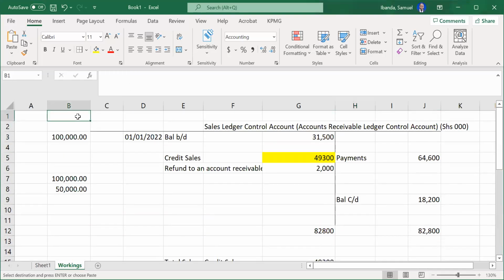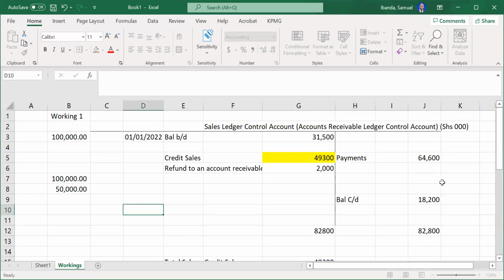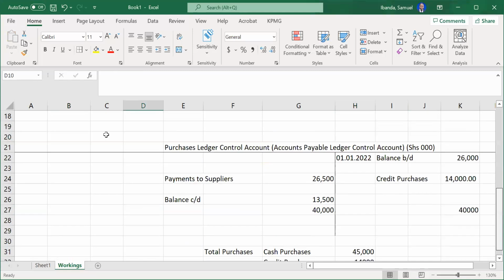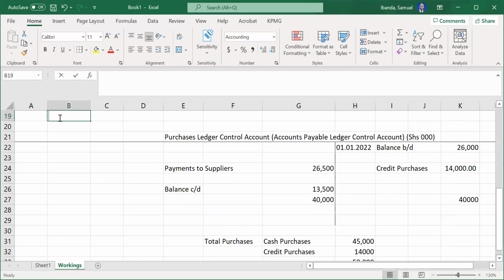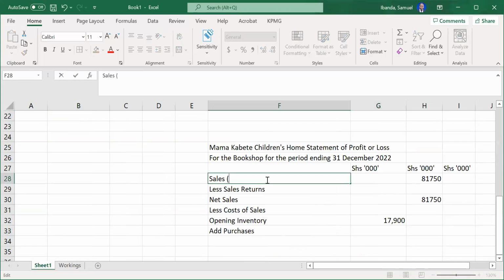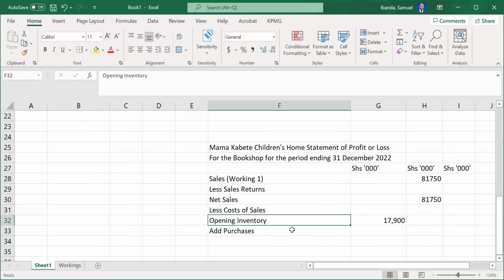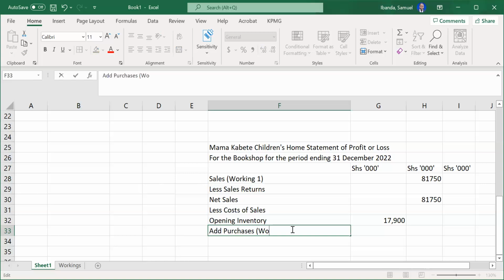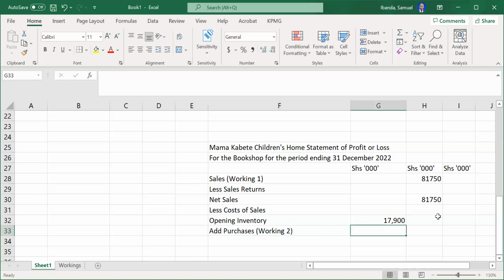This is working. Now it's important that you reference your workings, so that the examiner knows where you have gotten the values. This is working too. So when you come here, make sure that you tell the examiner that this is working 1, and tell the examiner here and say this is working 2. So they'll be able to look for the workings and relate your answers.